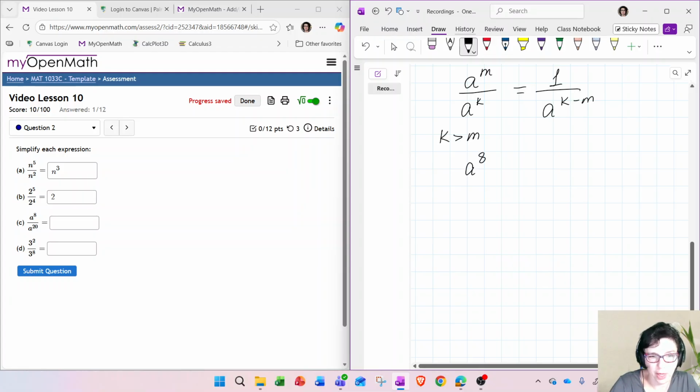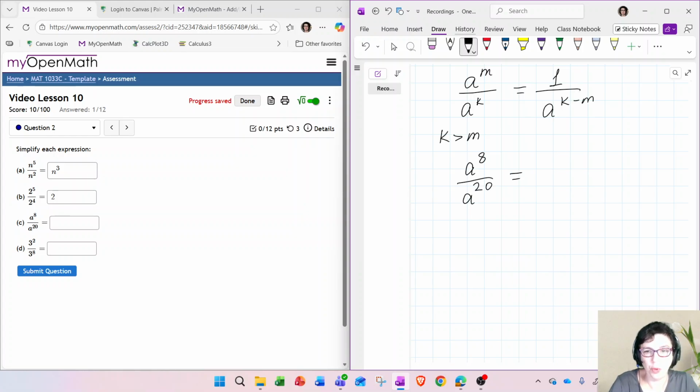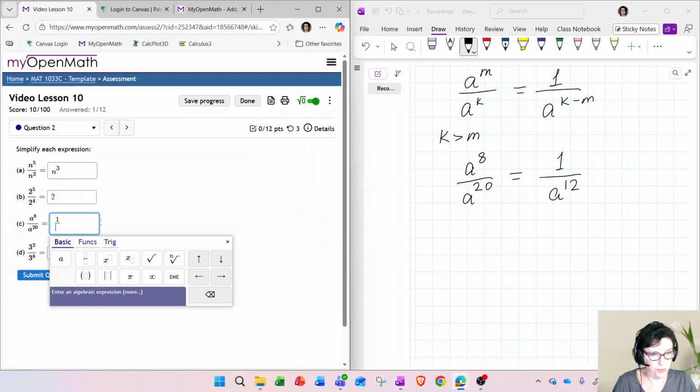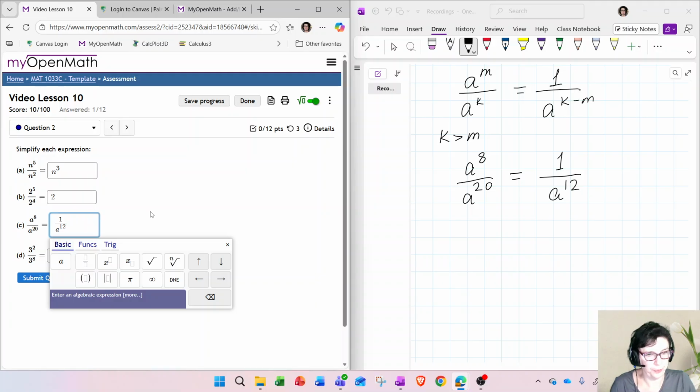Okay, now that we got the general rule, let's look at part C. a to the power 8 divided by a to the power 20. Which power is larger, the top or the bottom? Well, here 20 is larger than 8. That means that the power is going to stay on the bottom because the bottom is heavier. On the top, you're going to get a 1. On the bottom, you're going to get a to the power of the subtraction of the 2 powers. 20 minus 8, that's 12. Okay, let me enter that here. 1 over a to the power 12.